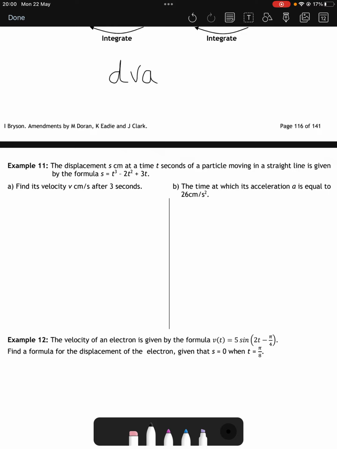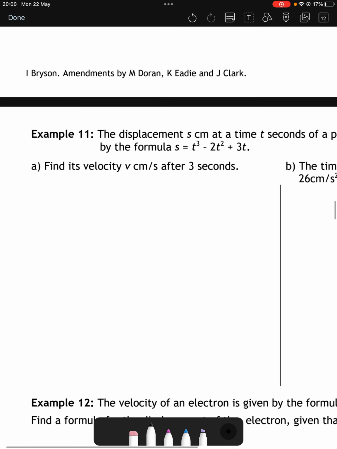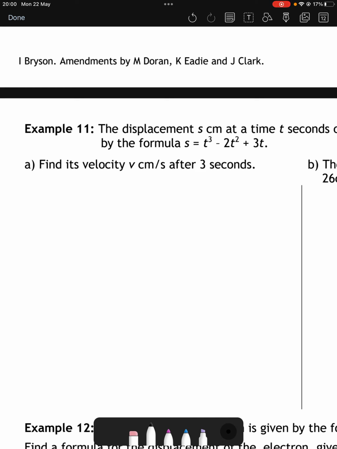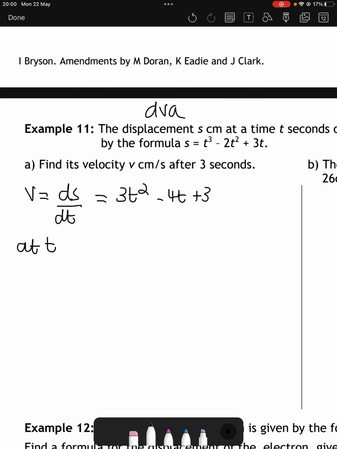So the displacement of a particle moving in a straight line is given by that formula. Find its velocity after 3 seconds. So we have the displacement. Now, if we're setting this up, there's 2 ways we can explain it. V for velocity. Now, what we are doing is differentiating, right? Remember, dVA. So it's ds over dt, because we're differentiating the displacement with respect to time. So we differentiate this: 3t squared minus 4t plus 3, at time 3. I'm going to sub that in, and then we're going to calculate it.